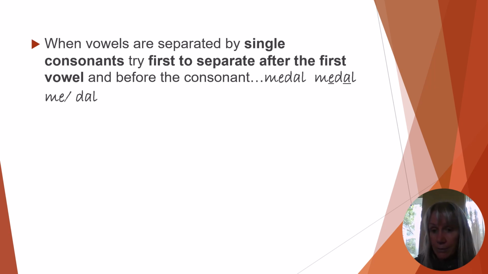As we move on, when vowels are separated by single consonants, try first to separate after the first vowel and before the consonant. Let's look at the word metal. Metal. Let's underline our E, which is the first grapheme.